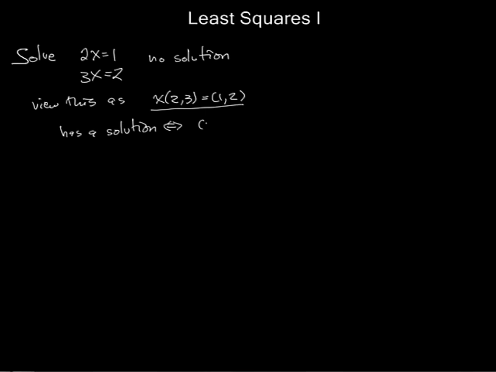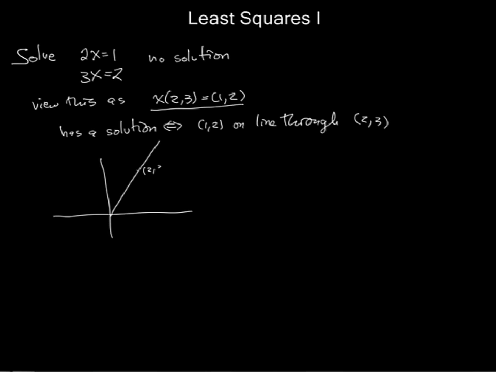And, well, this has a solution if and only if (1, 2) is on the line through (2, 3), which of course it isn't. So let's draw a picture. Here's the line through the vector (2, 3). And the point (1, 2), unfortunately, isn't on it. Well, the picture gives you the idea.